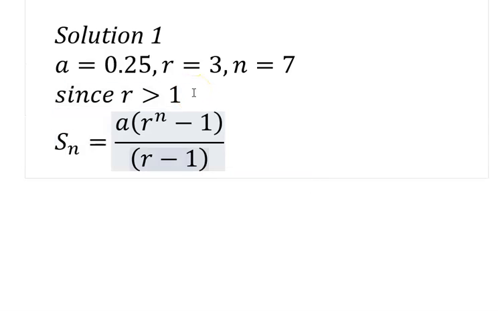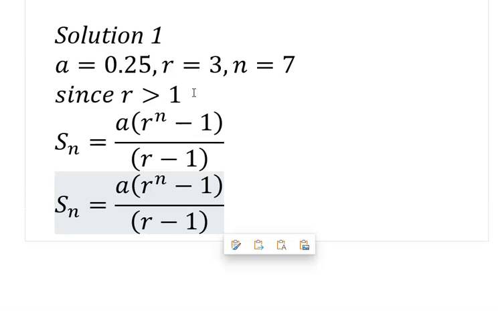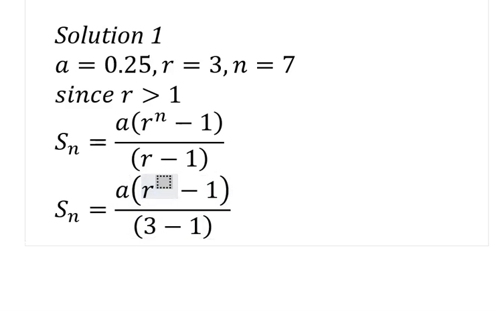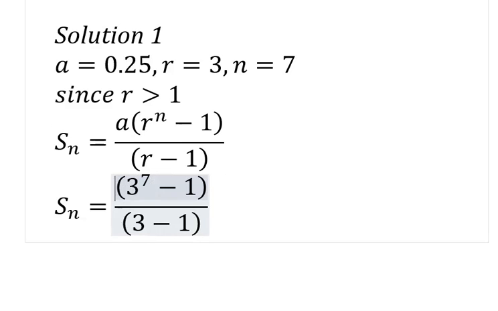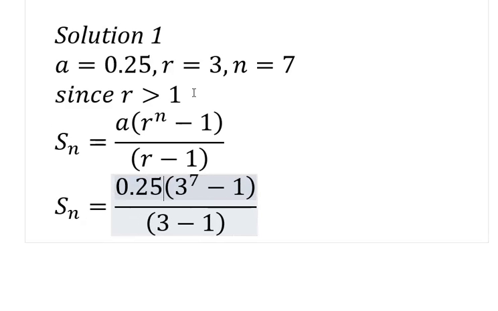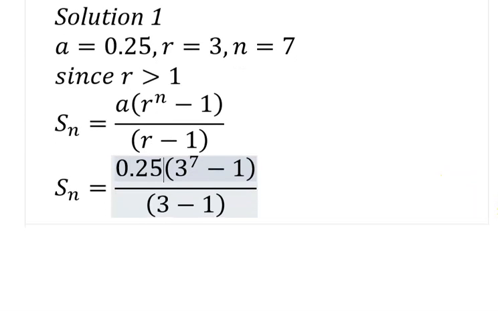Beautiful. Our R is greater than 1, so we'll be making use of this. So we just input all our parameters in there. We know our R now to be 3. We know our N to be 7. We know our R to be 3, and we know our first term A to be 0.25. Beautiful. Having done that, our job is almost done.